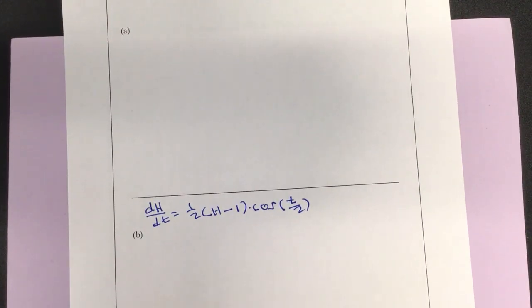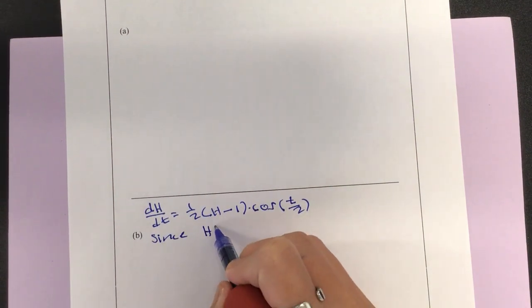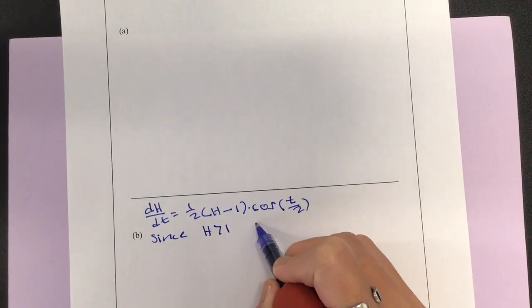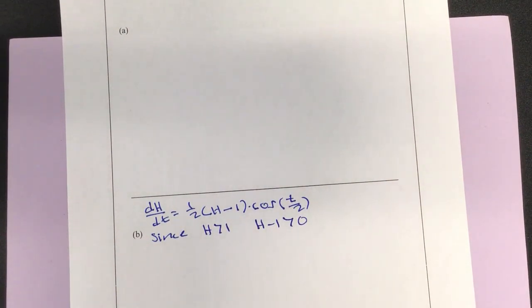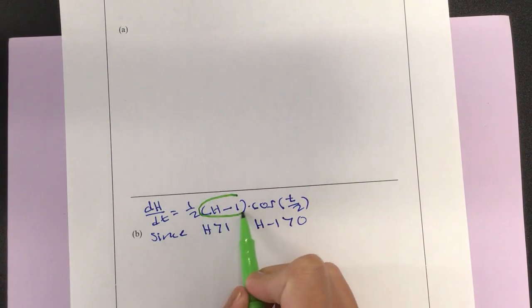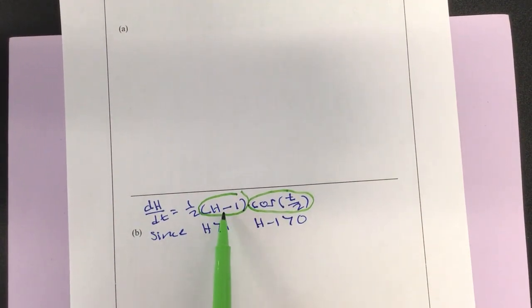When I set this equal to 0, one thing you have to note, they gave us, and I'm going to write since h is greater than 1. That lets me know that h minus 1 is greater than 0. Is that true? Yes. So I can either set this equal to 0 or that equal to 0, but it already says that's not going to be 0 no matter what. So we're not going to use that at all.